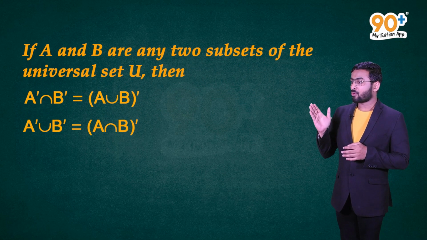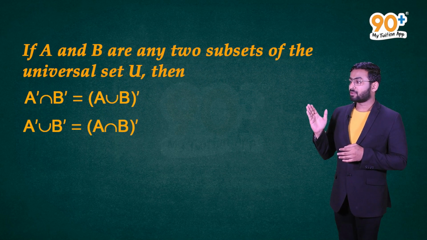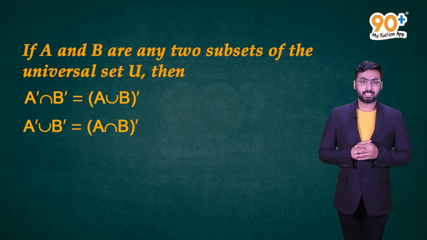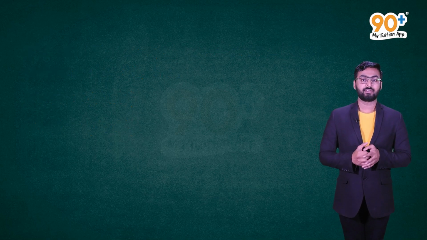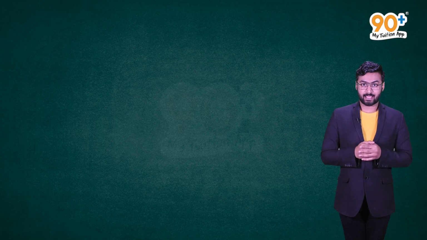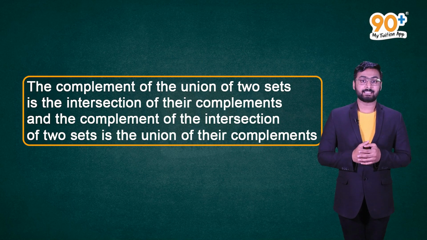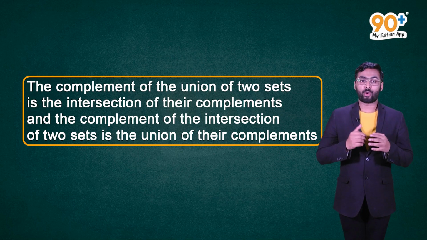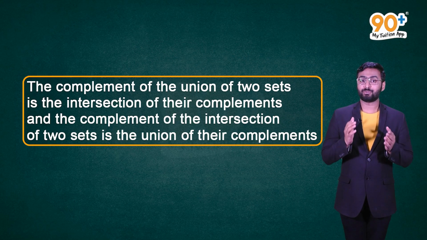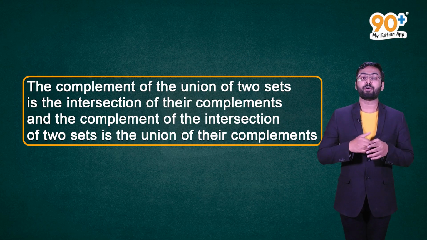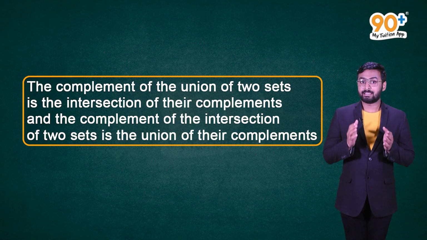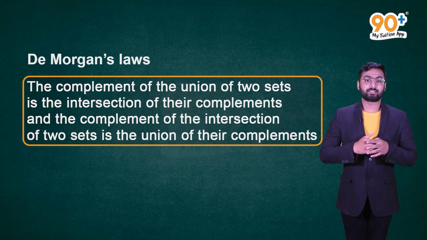Similarly, A complement union B complement is equal to A intersection B whole complement. We can state this as: the complement of the union of two sets is the intersection of their complements, and the complement of the intersection of two sets is the union of their complements. And these are called De Morgan's laws.